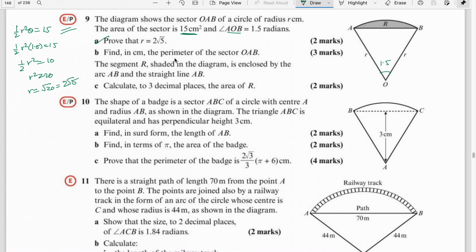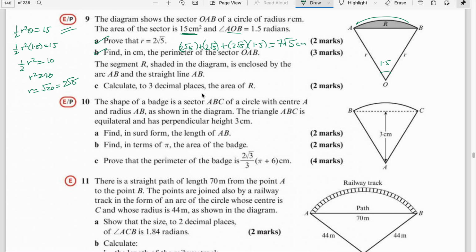B part says find in centimeters the perimeter of the sector OAB. So for OAB, we add all three sides, which is r, already shown, 2 square root 5 plus 2 square root 5, and the arc AB is s equals r times theta. So 2 square root 5 times 2 plus 2 square root 5 times 1.5 is 7 square root 5 centimeters.